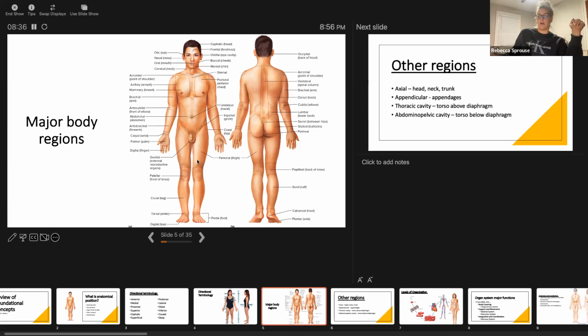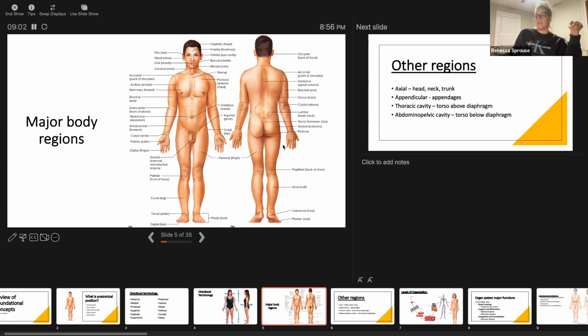Also here, I talk about femoral a lot, especially when we get to blood vessels of the leg. I may say crural or crus, which is front of the lower leg. Sural is back of the lower leg, or sura. Popliteal is a good one to know. That's the back of the knee. Other ones that I may hit on.